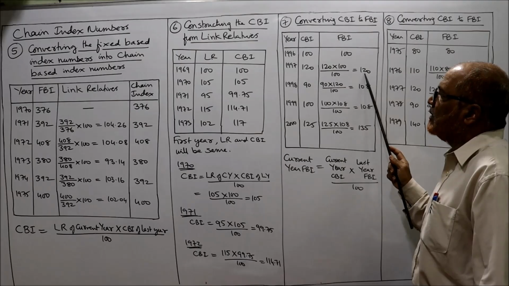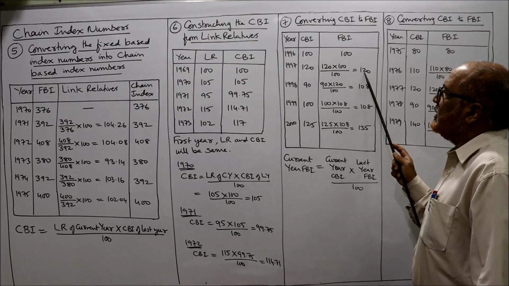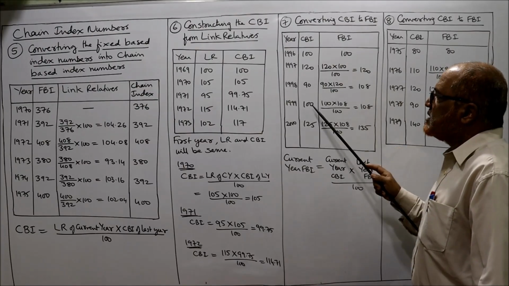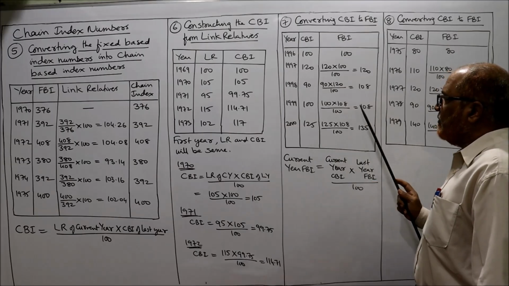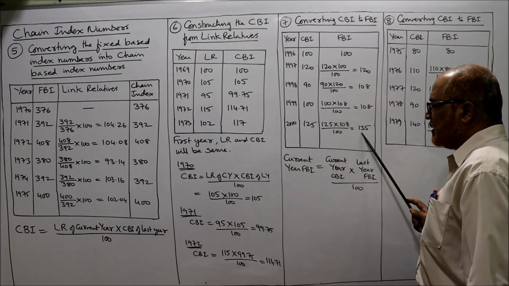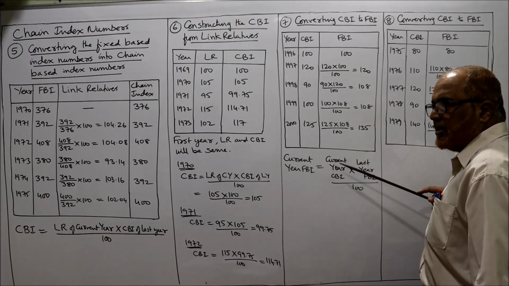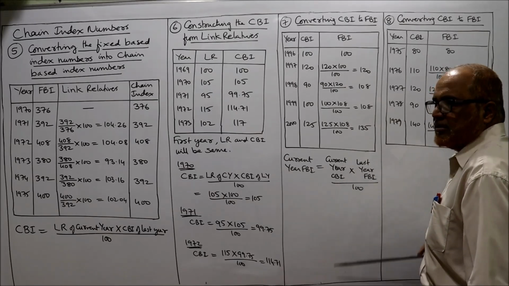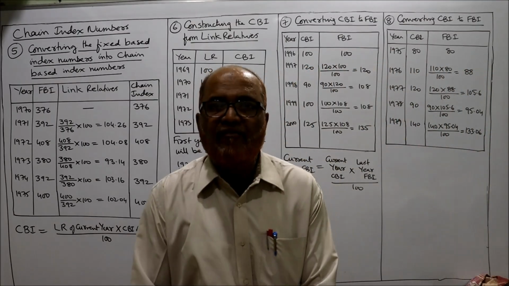You will get 120. Now what is the CBI here? 90. 90 into 120 divided by 100, 108. Similarly, 100 into 108 divided by 100, 108. 125 into 108 divided by 100, 135. This formula you have to remember: current year CBI into last year FBI divided by 100. This is called converting the CBI into FBI.